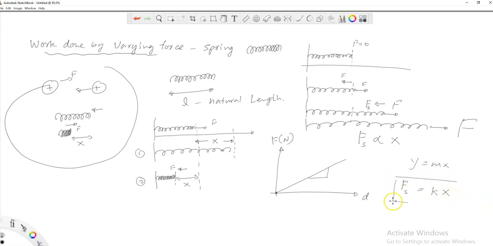This is called the simple spring equation, or better, we call it Hooke's law. Right? This k, or the slope of this equation, is called the spring constant.